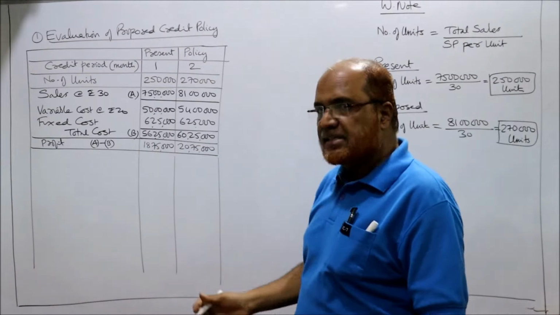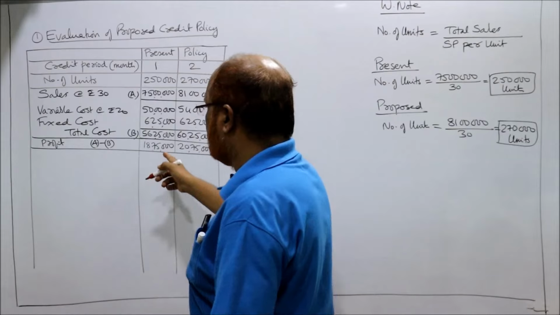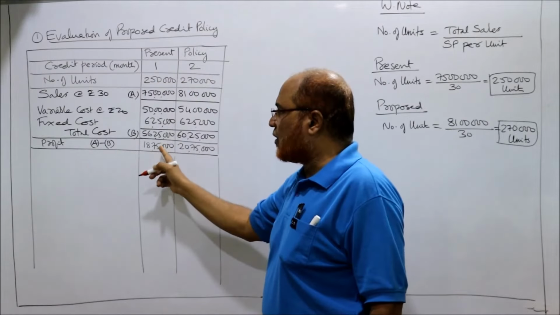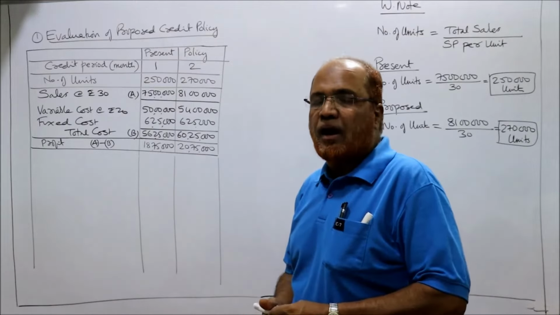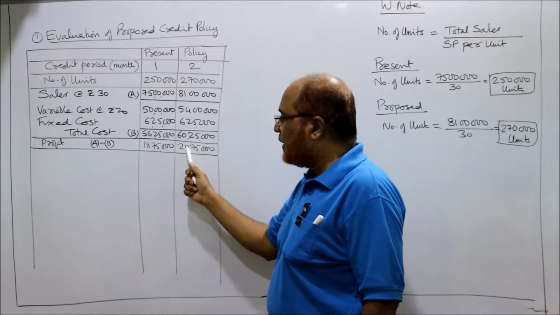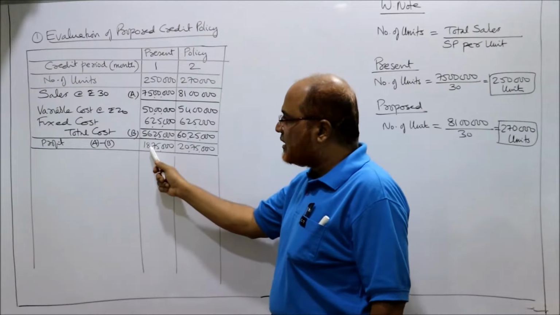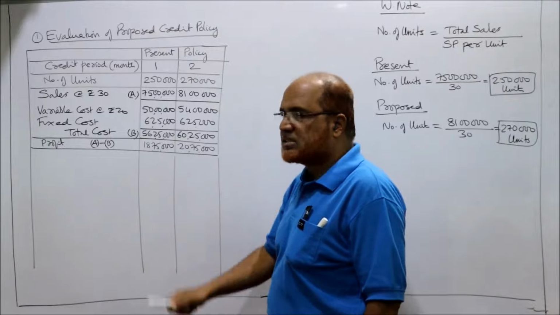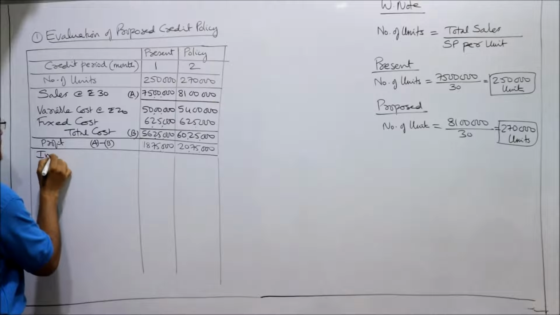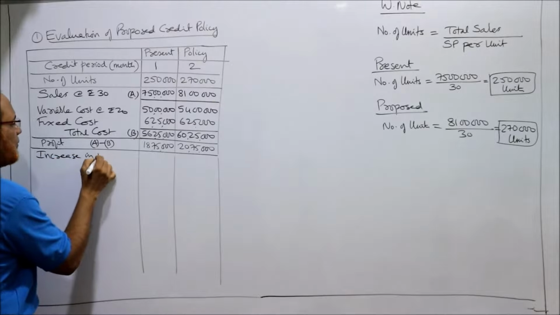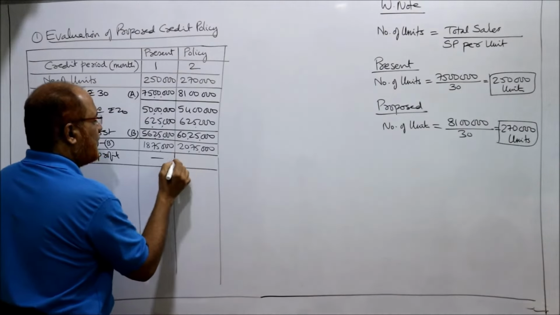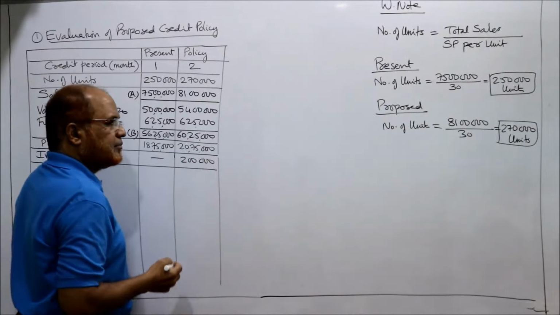Now see, presently we are getting a profit of 18 lakh 75,000 when the credit period is only 1 month. एक महीने का क्रेडिट पीरियड दे रहे तो प्रॉफिट हमको 18,75,000 मिल रहा. अगर इसको डबल कर देंगे, 1 मंथ के बजाय 2 मंथ्स कर देंगे, तो आवर प्रॉफिट विल बिकम 20,75,000. तो हाउ मच इज द इंक्रीज फ्रॉम 1875 टू 2075? 2 lakh rupees profit is the increase. Increase in profit 2 lakh rupees.